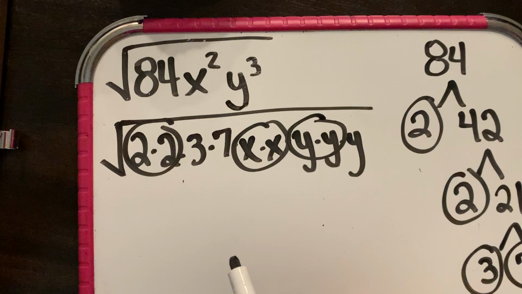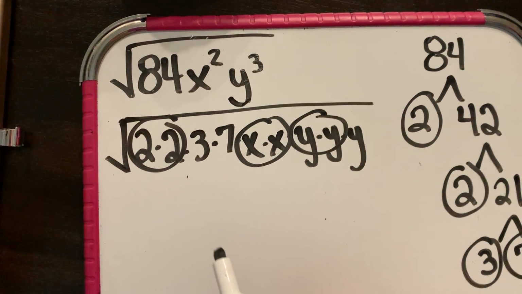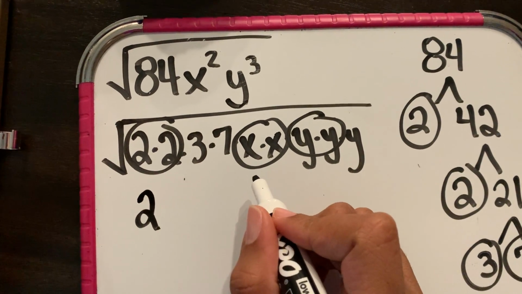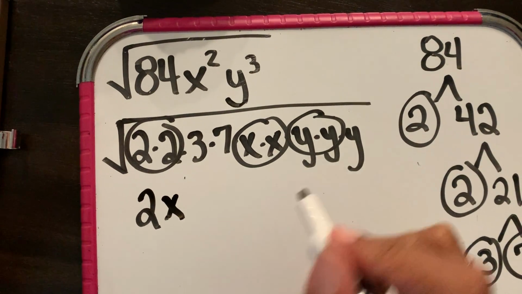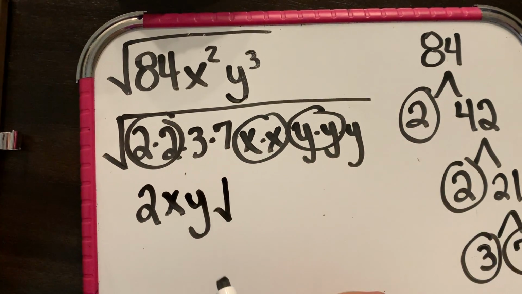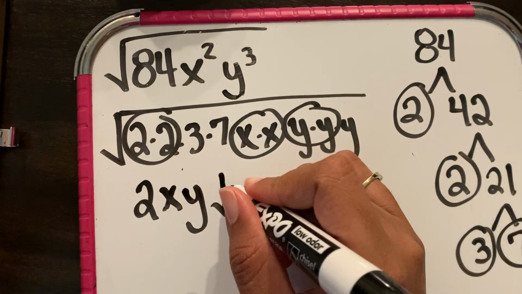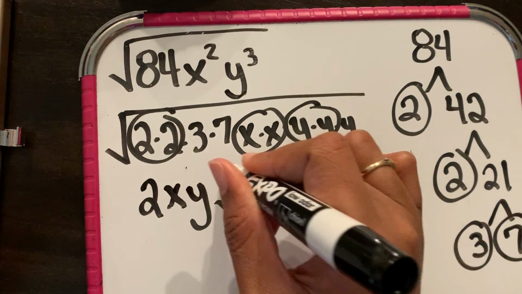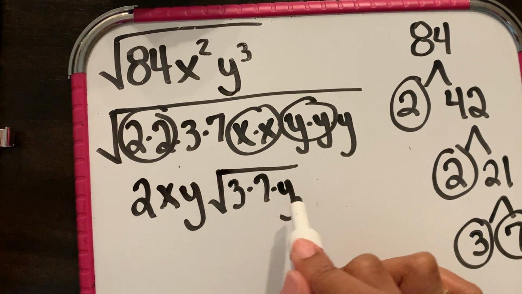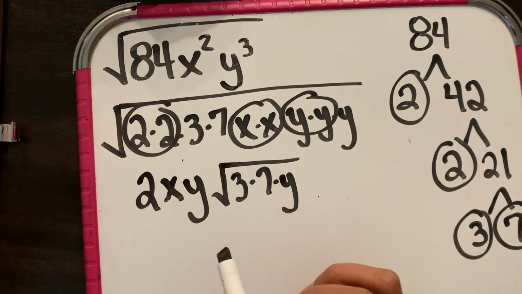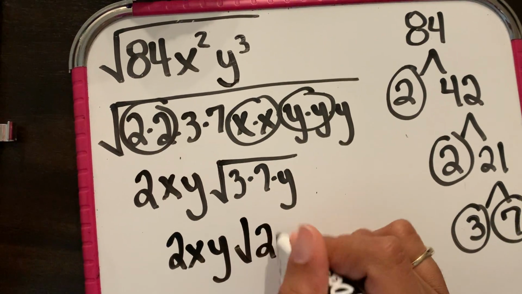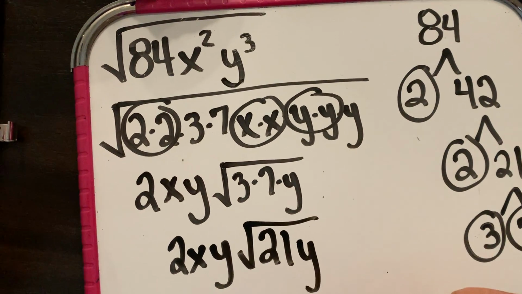For each group, I can only take one number or one variable out. So for this group of 2's, I can only take 1 2 out. For this group of x's, I can only take 1 x out. For this group of y's, I can only take 1 y out. Everything under the radical that is not in a group will remain under the radical in the answer. Of course, you would simplify if you could. Like in this situation, I can simplify this. 3 times 7 times y is 21y, so that would be my final answer. So I have 2xy times the square root of 21y. And that's the final answer.